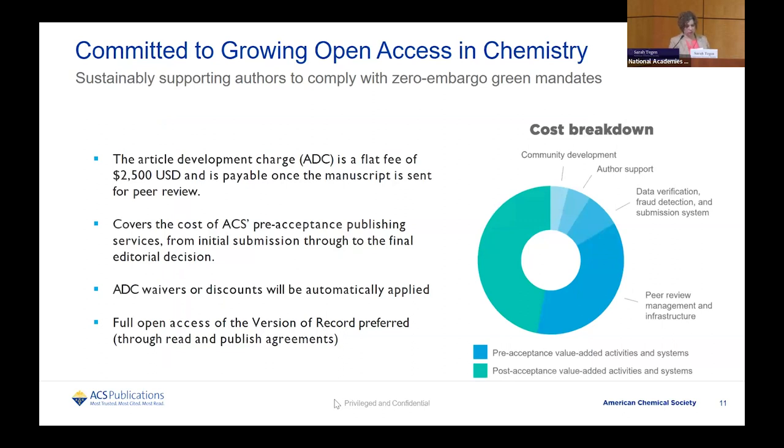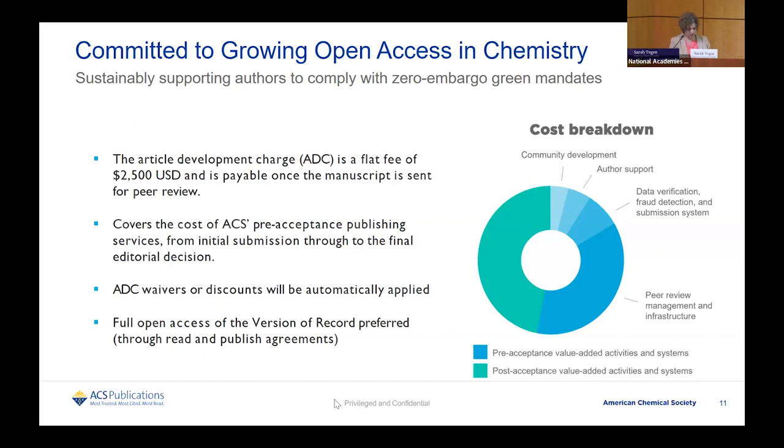ACS Publications wants to support all authors who wish to publish in our journals. And I'm really glad that funders, institutions, and publishers agree that there is a real cost to scholarly publishing. To ensure a sustainable model of delivering high quality, rigorous services from submission to final editorial decision, last fall, we introduced a new option for authors who need to utilize a zero embargo green open access option because of a funder mandate. We call this option the Article Development Charge, or ADC. The ADC simply covers the cost of ACS's publishing services through the final editorial decision. This includes organizing, developing, and maintaining the high-quality scholarly review process that's provided by our global network of fantastic editors and reviewers. It includes our focus on research integrity that I mentioned earlier. It includes all of the infrastructure that goes along with publishing. It also includes community development activities, which are so important to scholarly societies.